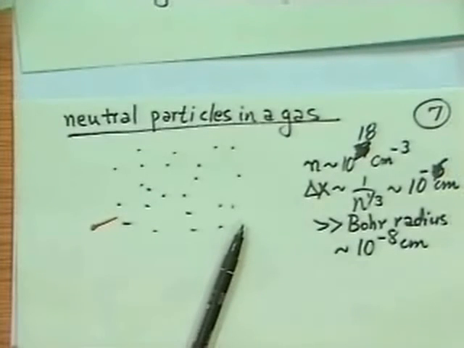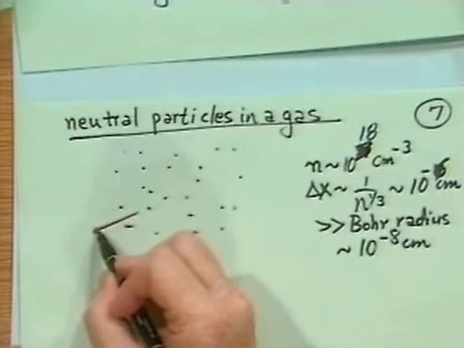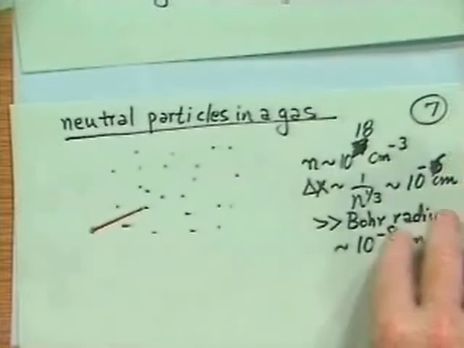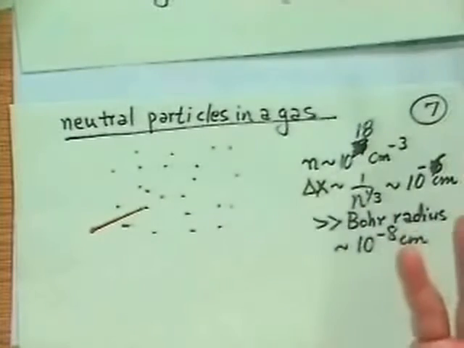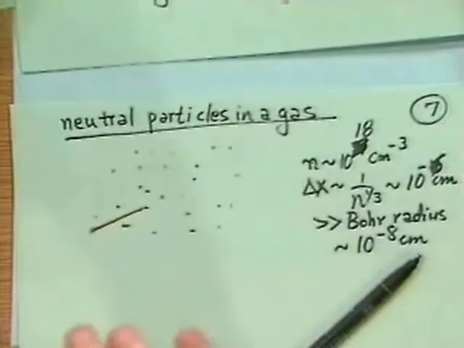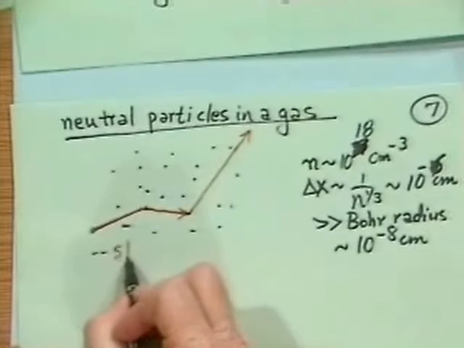So a neutral particle moving along is just going to go along, saying, ha-ha, I don't even see these guys. I go in a straight line, and then bang, I hit another particle. I come within the Bohr radius of another particle, and this will give us a cross section of 10 to the minus 16 centimeters squared, because a particle has a spot size of about 10 to the minus 8 by 10 to the minus 8. Then I'll deviate, and go in another straight line, and so forth. So neutral particles in a gas are characterized by straight line orbits between collisions.